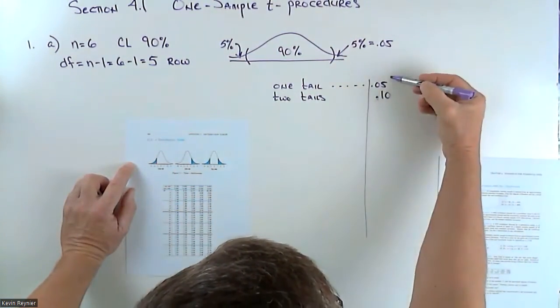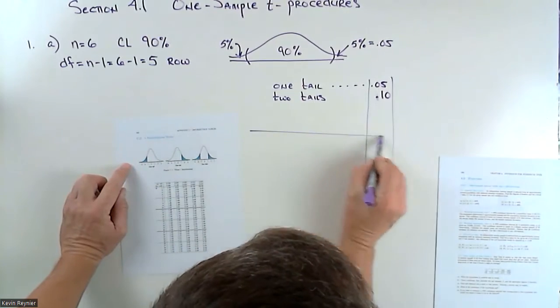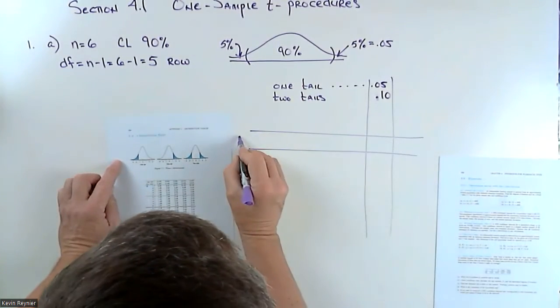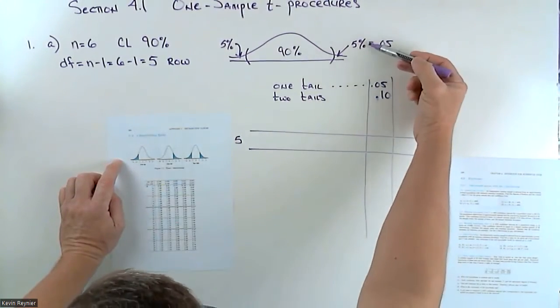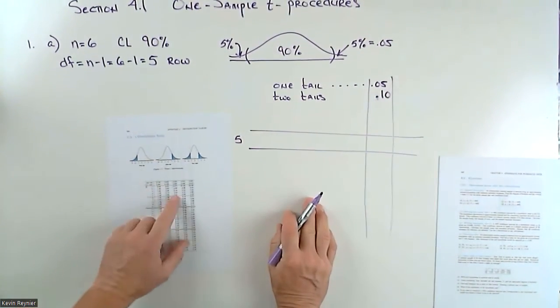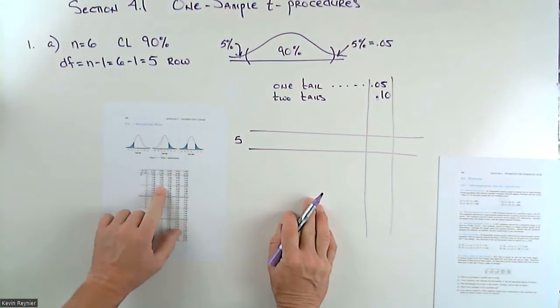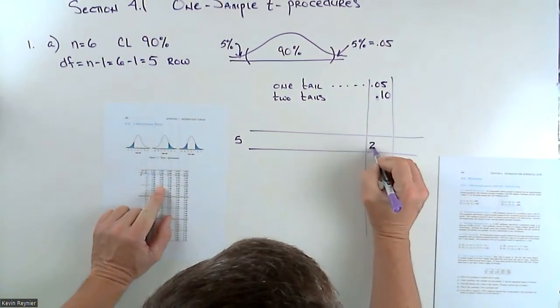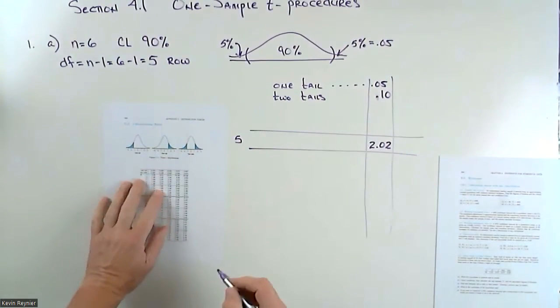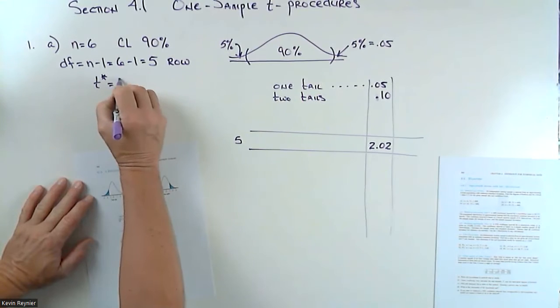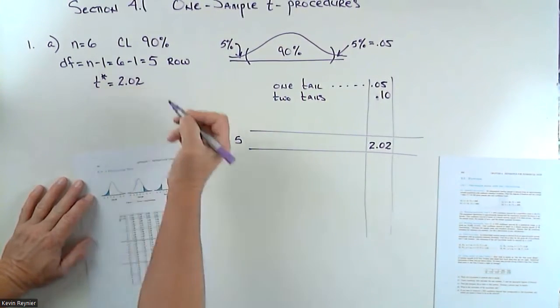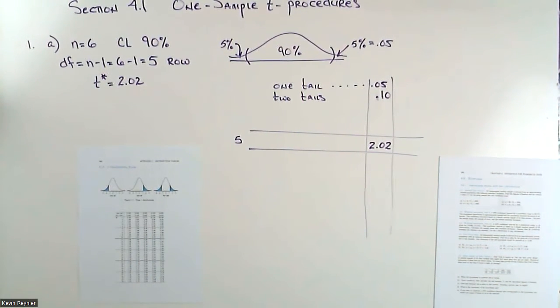Now what do we do? We read down until we get the intersection of 5 degrees of freedom and 0.05 for 1 tail or 0.1 for 2 tails. If we do that and we read down, we get a t star value of 2.02. So our t star in that case is 2.02. So in problem 1, they're just helping us learn to use the t-distribution table.